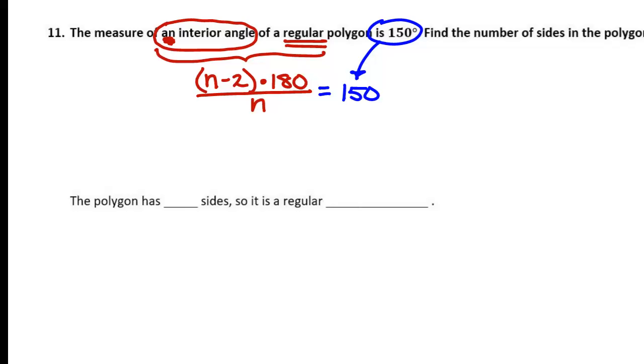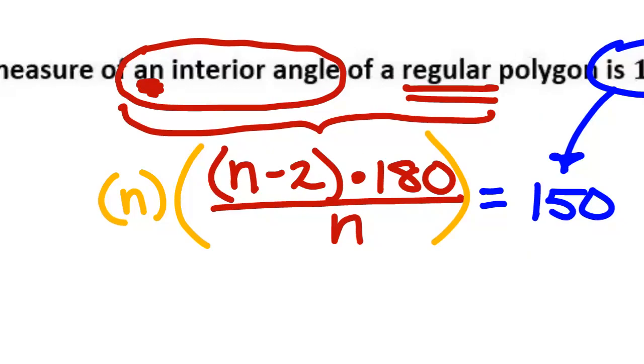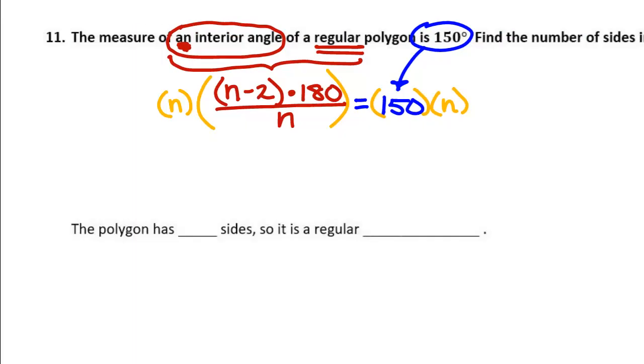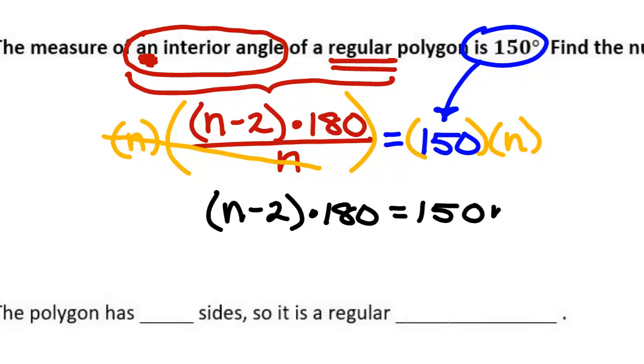We want to solve this for n. Right now, n is part of a fraction. How do I get n out of the fraction? Multiply. What are we going to multiply by? N, because it's in the denominator. Multiply both sides by n. It's going to cancel my denominator here. So then I have n minus 2 times 180 equals 150n.